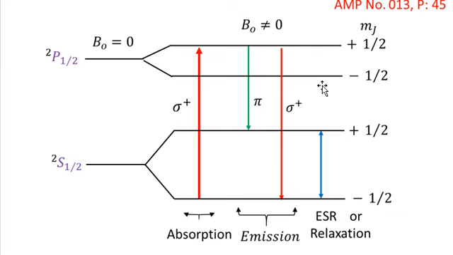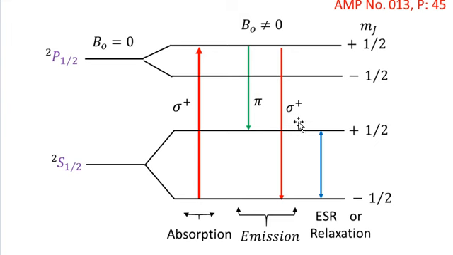Now you see that there are two ways that this transition from Mj is equal to plus half will decay to the ground state. It will decay using the green transition, represented as pi transition, to the upper Zeeman level of the ground state, which is the Mj is equal to plus half state of the ground level. And this will occur using the pi transition, and this is also an optical transition.